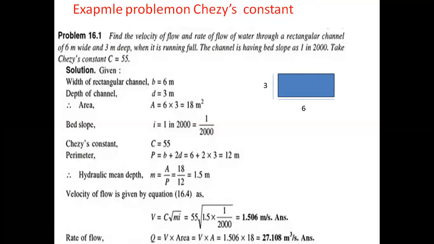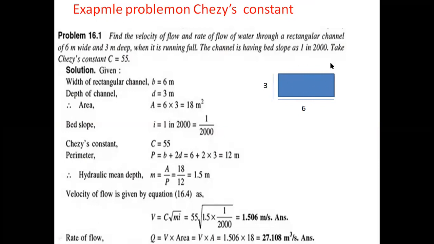Next, an example problem on the Chezy constant. The question is: find the velocity of flow and rate of flow of water through a rectangular channel 6 meters wide and 3 meters deep, when it is running full. The channel has a bed slope of 1 in 2000. Take Chezy constant as 55.